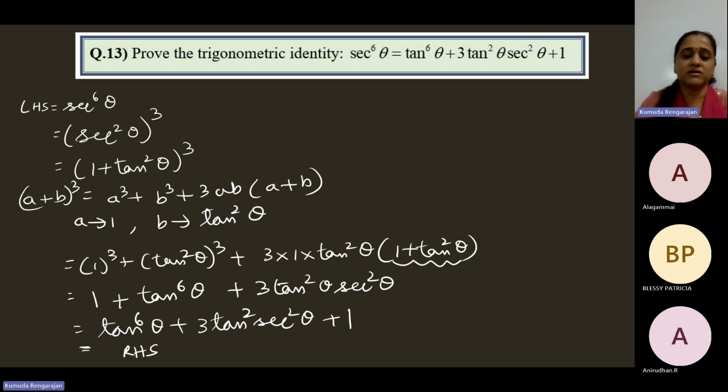Aniruddhan, Blessy, and Aragamai, kindly ask. If I'm not clear anywhere, please ask me.